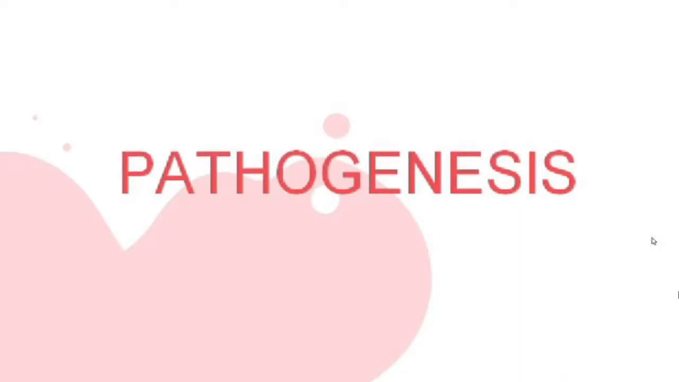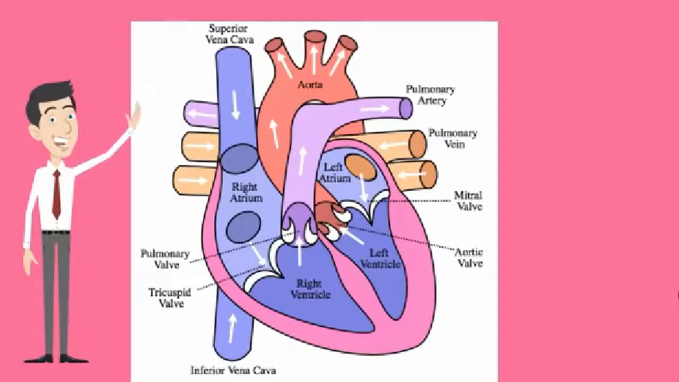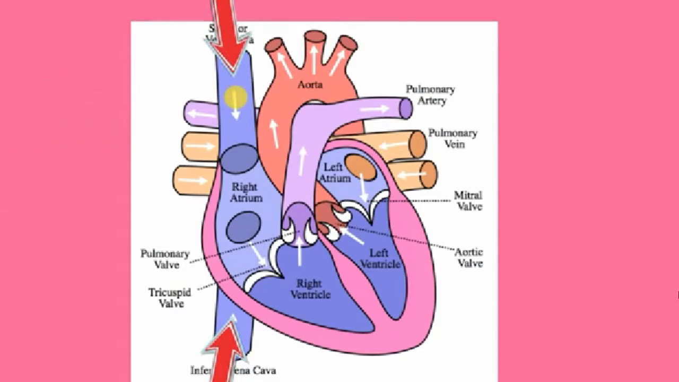So the pathogenesis of this disease. First, let's talk about the pulmonary circulation. The blood from the lower part of the body enters through the inferior vena cava, while the blood in the head and the upper parts of the body enters through the superior vena cava. These two large veins will lead to the right atrium. Upon entering the right atrium, the blood will go to the tricuspid valve, and then it will lead to the right ventricle.